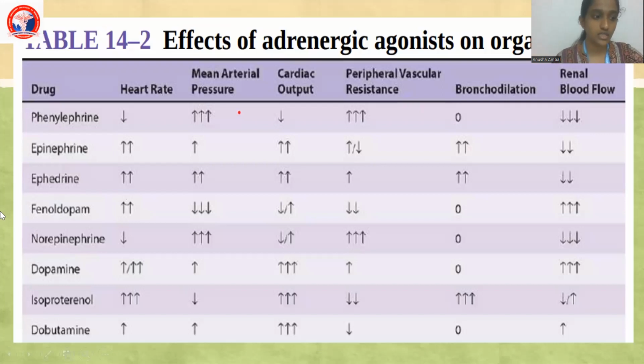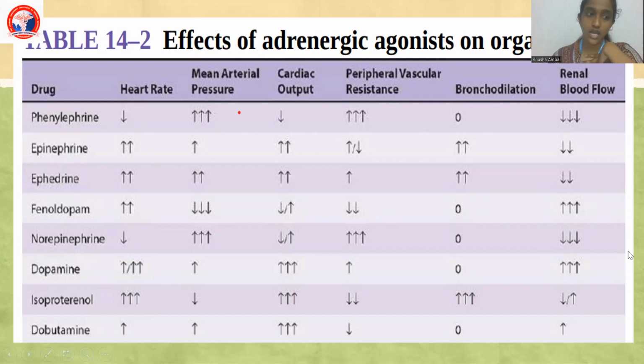Same thing put in another way. With phenylephrine, there will be a brady effect. But the maximum rise in mean arterial pressure is with norepinephrine and phenylephrine because their alpha action is more. The maximum rise in heart rate will be from dopamine and isoproterenol.